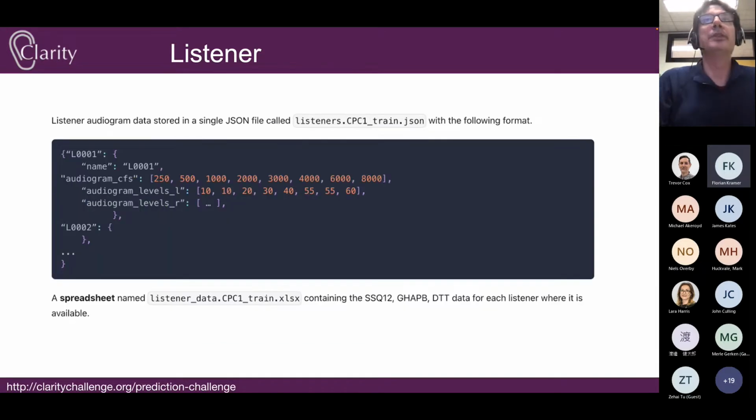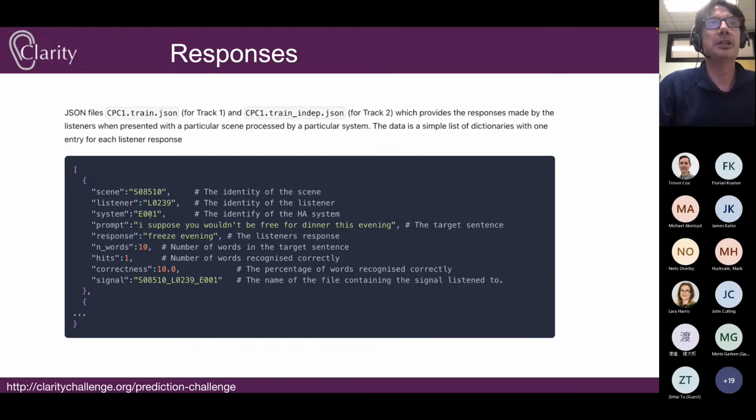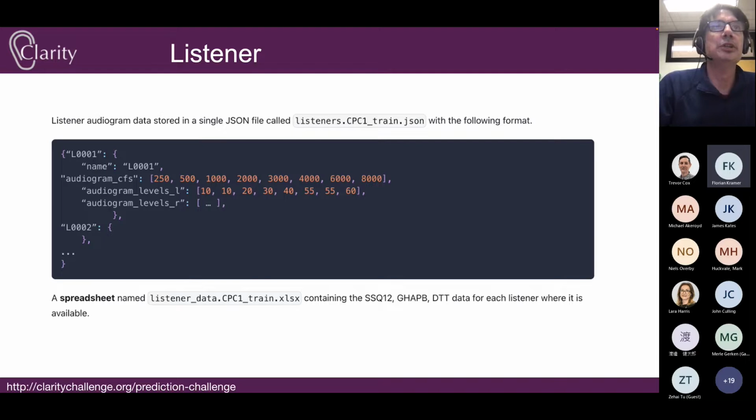Then you've got information about the listeners. If you go back here, you'll see there's a listener ID, so you can look up who the listener is. And you'll see that for each listener, there's an audiogram.